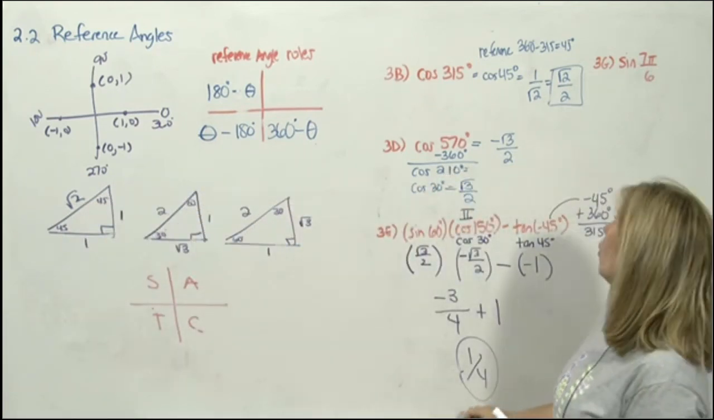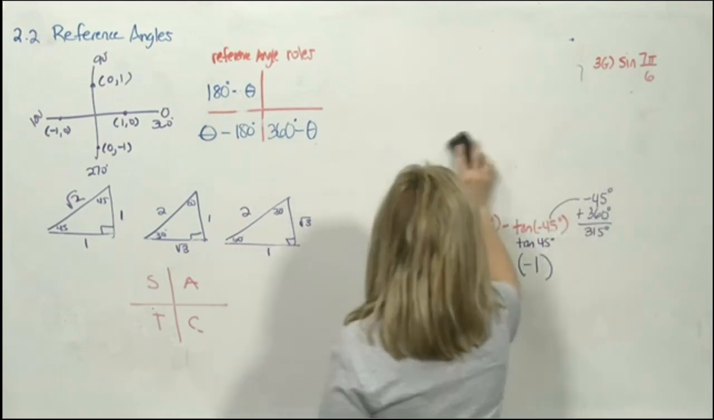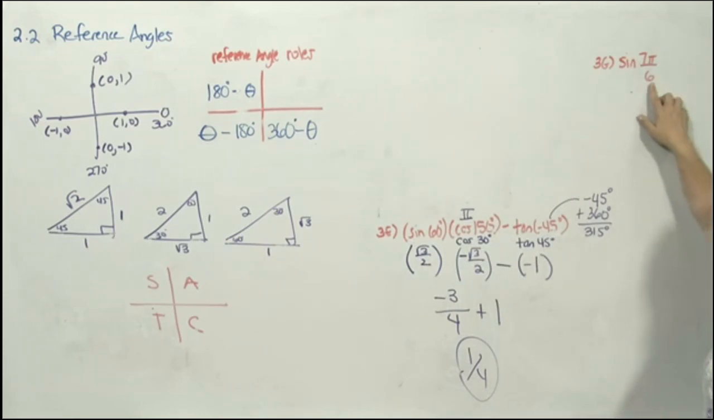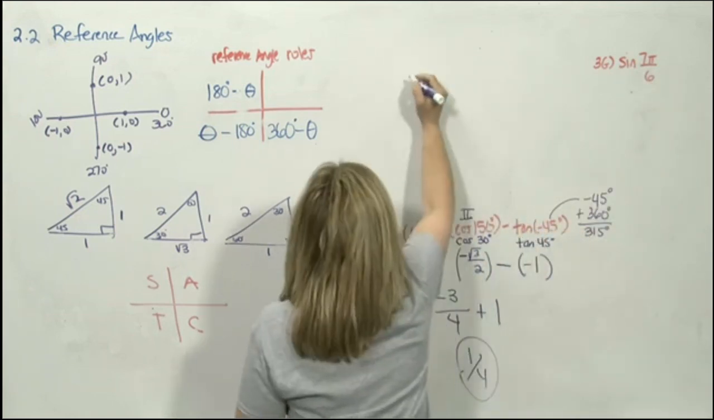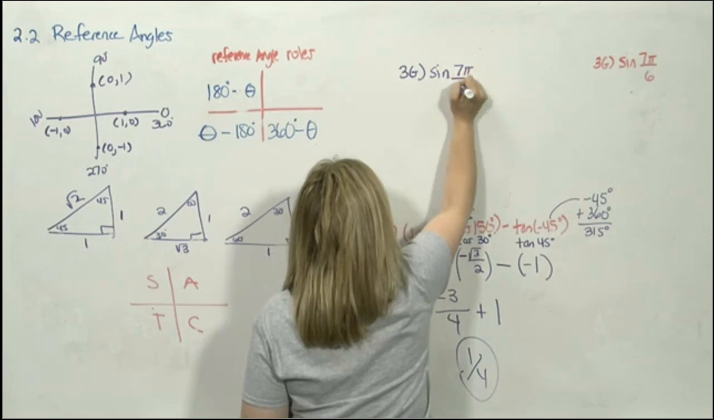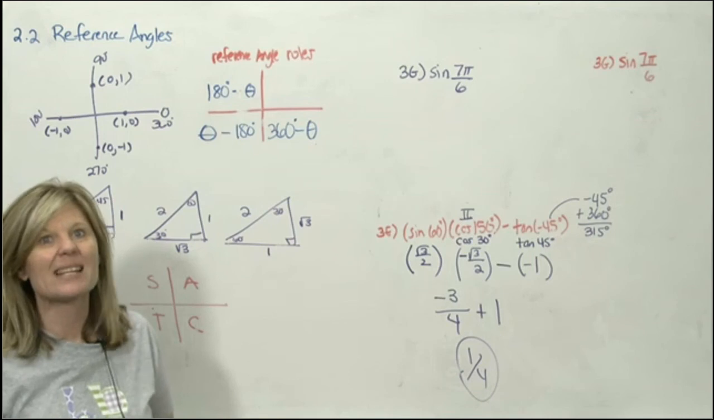Okay, let's do one more. Let's do 3G. Because again, I don't want to forget about angles don't have to be just measured in degrees. This angle is in what? 7 pi over 6 is radians. So I'm going to write it over here. 3G. We have the sine of 7 pi over 6. I want to know what it equals as a number.